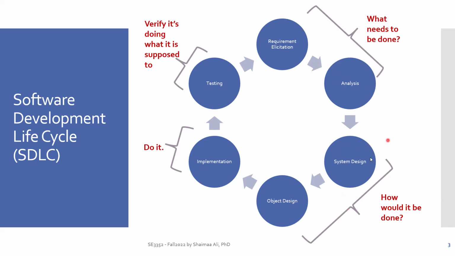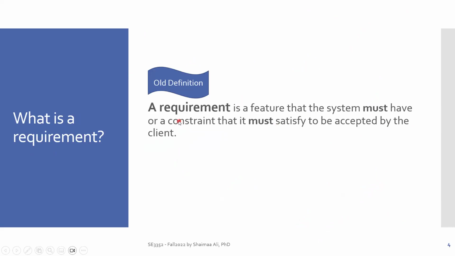And there are a set of activities that aim to plan how we are going to do it. And then there's the implementation, that is the actual building of the system, and then the verification of whether it actually meets the requirements or meets what it's supposed to do or not. Now, the old definition for a requirement was that it is a feature that the system must have or a constraint that it must satisfy to be accepted by the client.